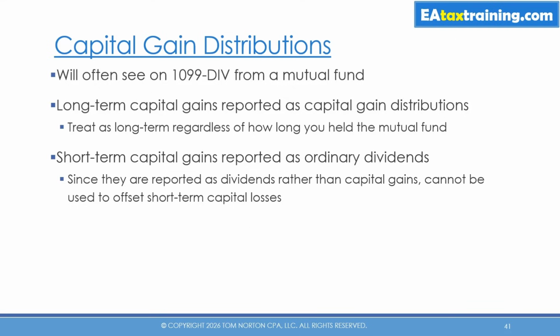So this is actually a disadvantage of owning a mutual fund. Obviously, the long-term gains will be reported to you separately, so you can use those to offset any long-term capital losses that you may have. But the short-term gains, since you're not going to know how much of those ordinary dividends represents capital gains, you cannot use any of that amount to offset your other short-term capital losses.